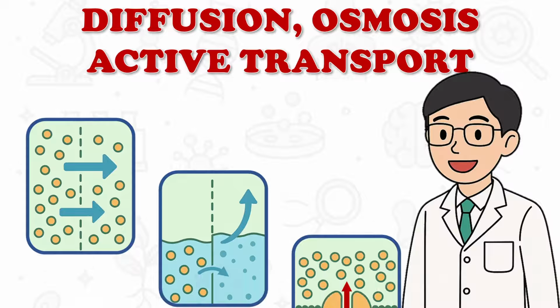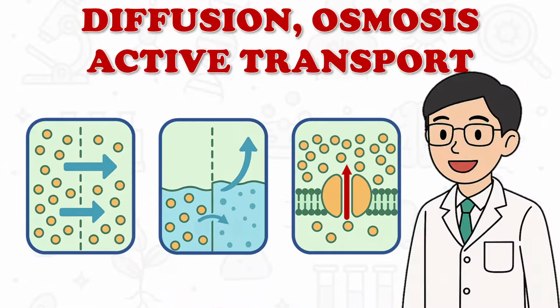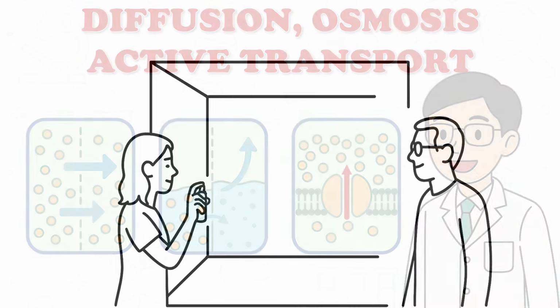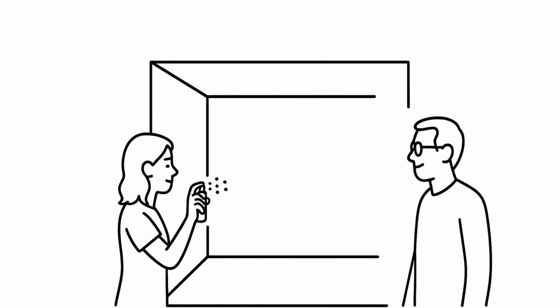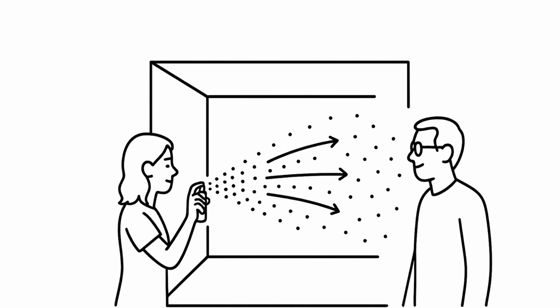In today's video, we're going to cover movement in and out of cells. Imagine spraying perfume or deodorant in the corner of a room. At first, only that corner smells. But after a short while, someone on the other side of the room can smell it too.